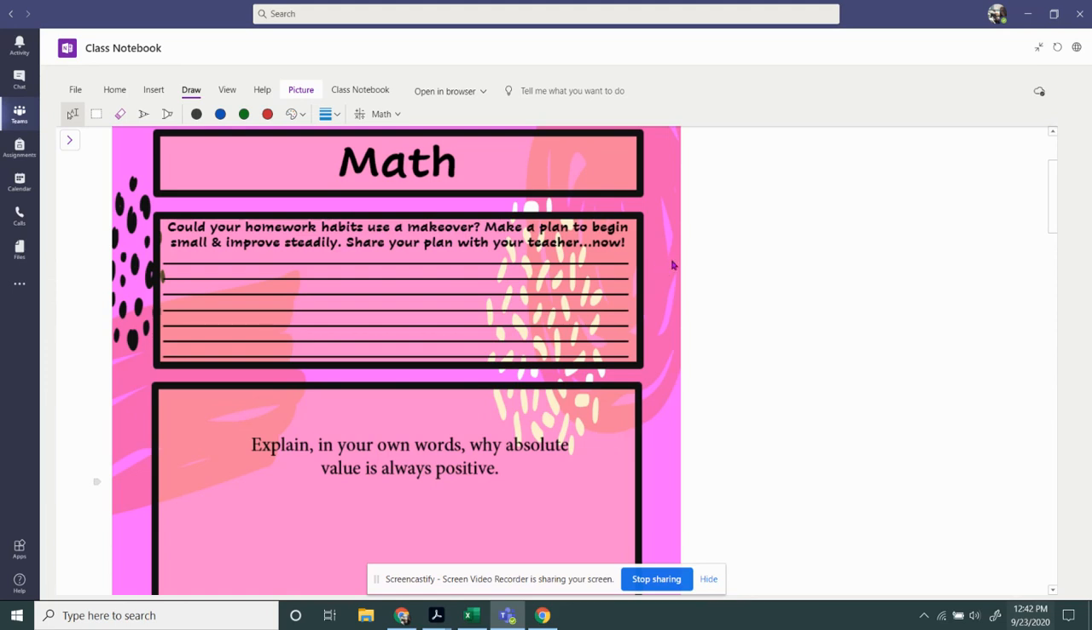We'll start with a do now, and our do now talks about our homework habits. Our do now asks, could your homework habits use a makeover? Make a plan to begin small and improve steadily. Share your plan with your teacher now.